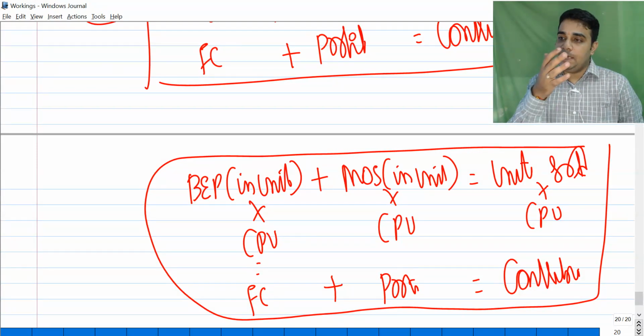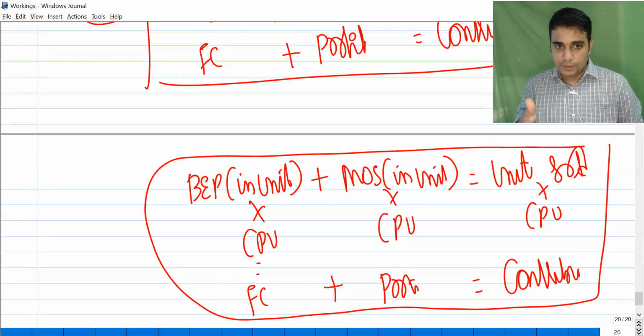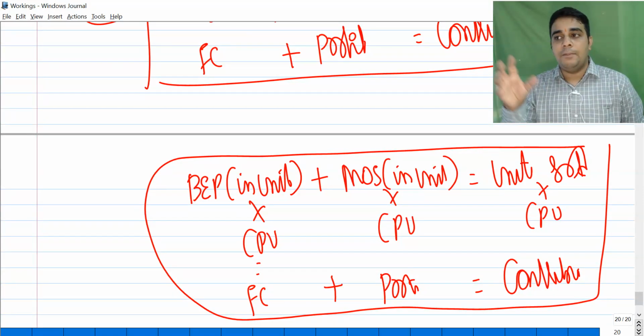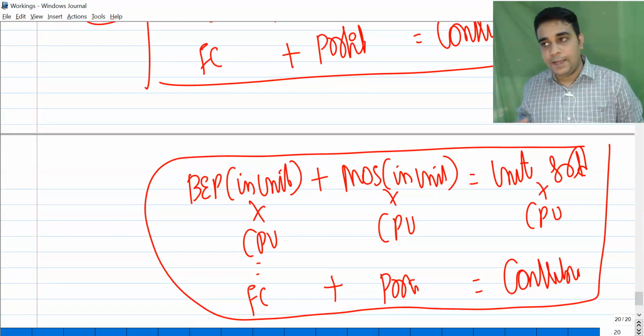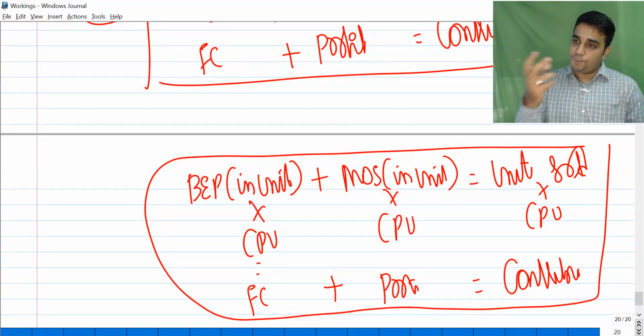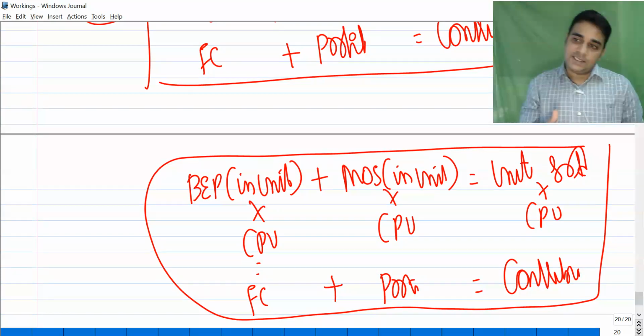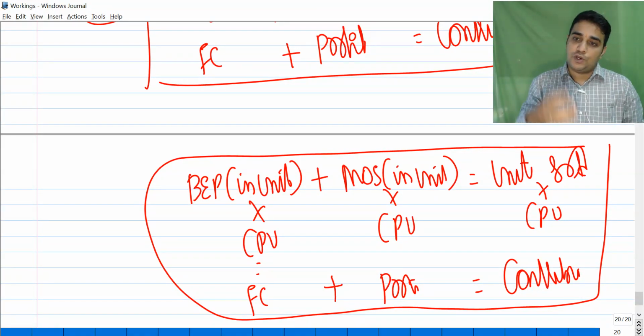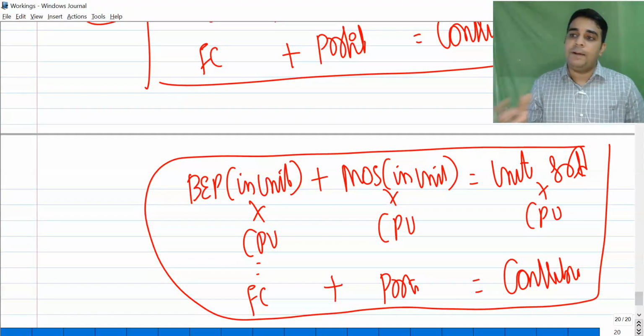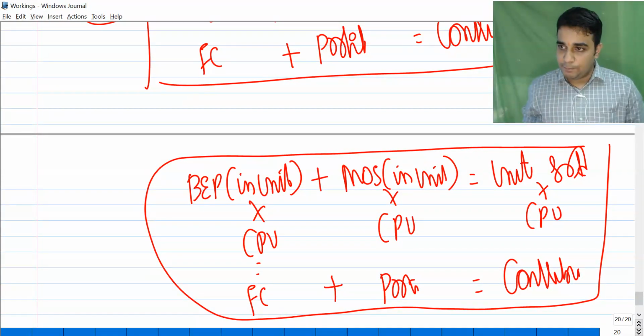And sometimes you will get the answer in units, you want the answer in rupees. For example, BEP in rupees is equal to BEP in units into selling price. If you have the data in units, multiply with selling price. If you have the data in rupees, divide by selling price. MOS in rupees is equal to MOS in units into selling price. Or MOS in units is equal to MOS in rupees divided by selling price. So that's a connecting part.